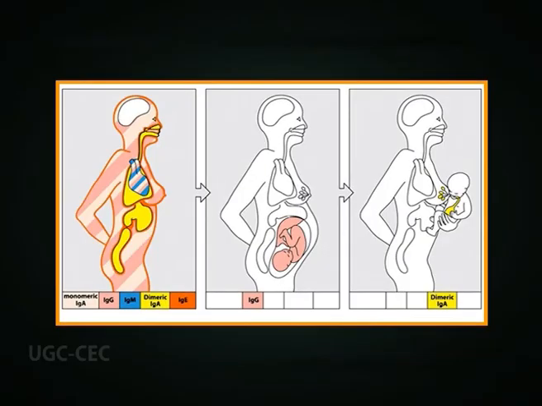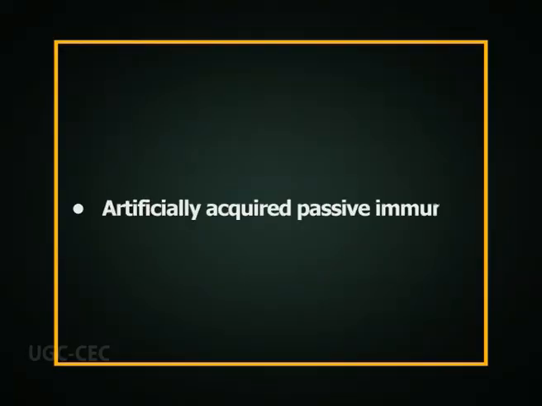Passive immunity is also provided through the transfer of immunoglobulin A antibodies found in breast milk that are transferred to the gut of the infant, protecting against bacterial infections until the newborn can synthesize its own antibodies. Now, let's talk about artificially acquired passive immunity.